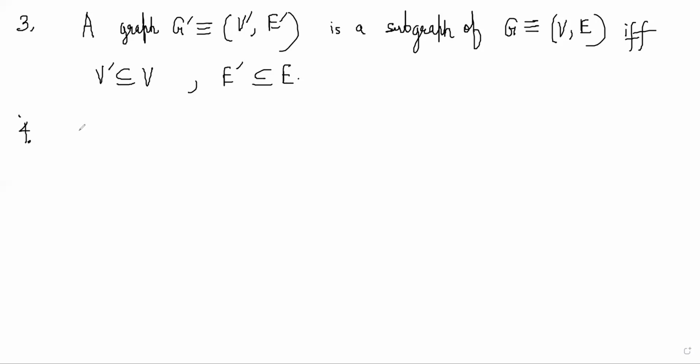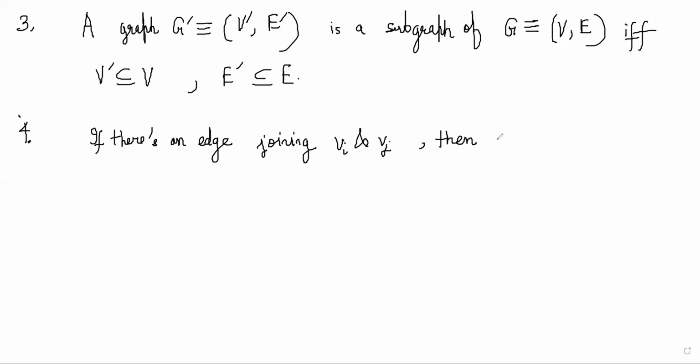Now some terminology that will be useful for us. If there is an edge joining Vi and Vj, then Vi and Vj are said to be adjacent vertices. Very straightforward terminology. Two vertices are called adjacent if there is an edge that connects them.